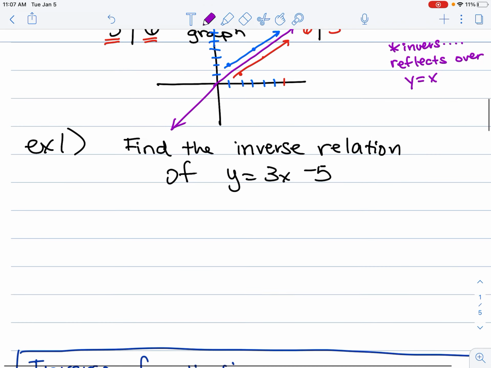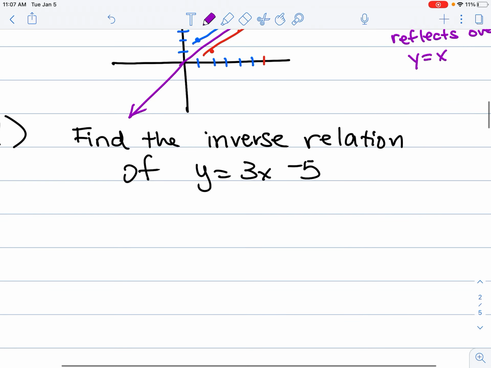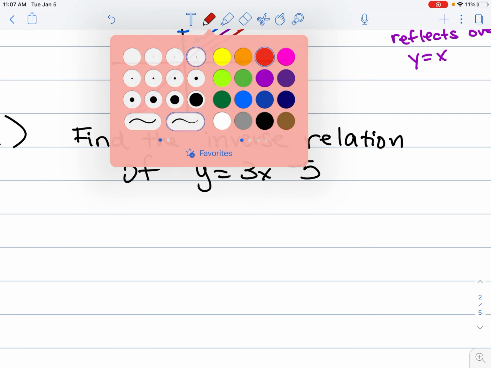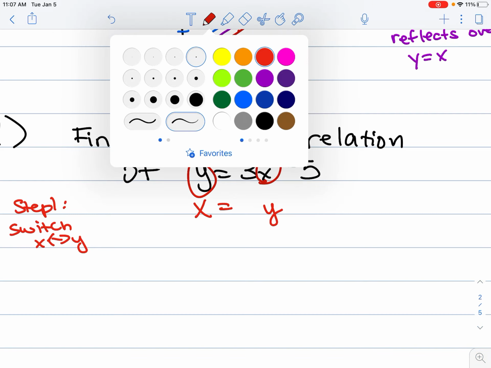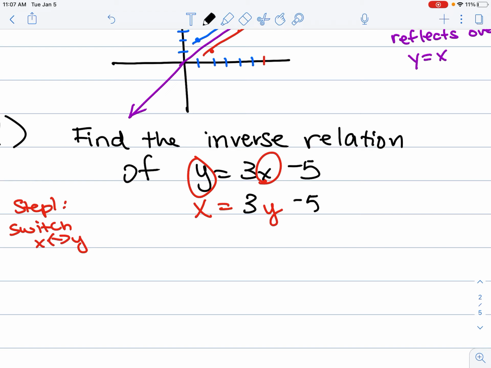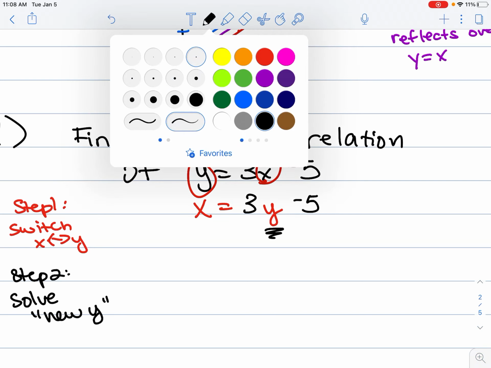Let's talk about this. Find the inverse relation of y equals 3x minus 5. So the first thing we're going to do to find this is step 1, we're going to switch the x with the y. So I'm going to rewrite this as, instead of y, I'm going to put in x, and instead of x, I'm going to put in y, and everything else will stay the same. That was step 1. Step 2 is now we're going to solve for the new y, the one that we just found. So I'm going to get this y by itself.